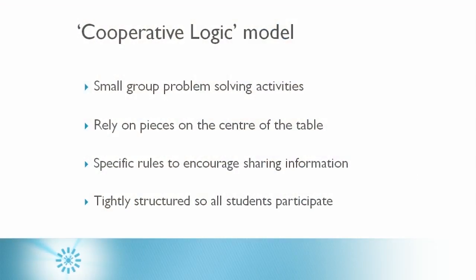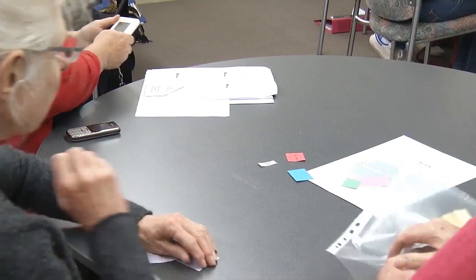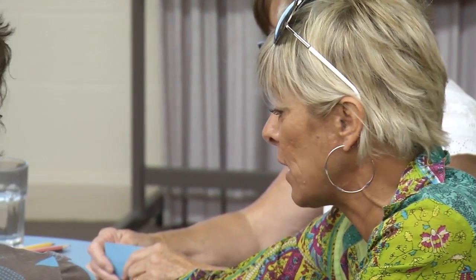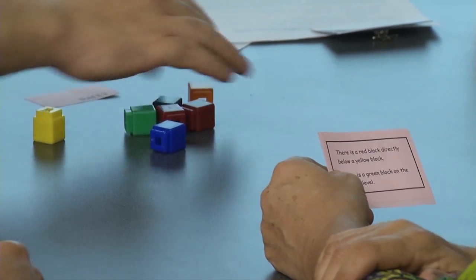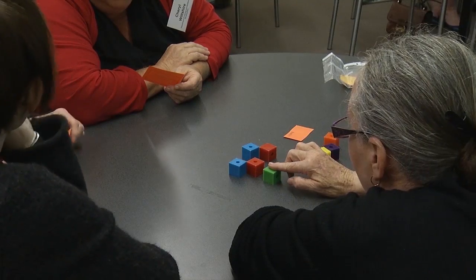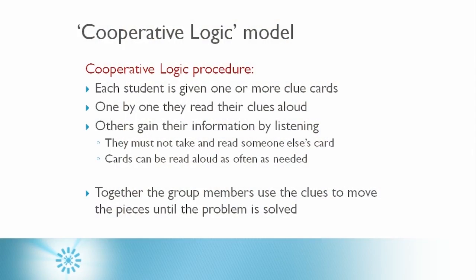We're going to start off looking at cooperative logic, which is the most formal of the structures and the most complex. It's a small group activity and it relies very much on the pieces in the centre of the table, but it's got really particular rules for sharing, and it's tightly structured in such a way that if you do it properly, everyone has to participate, which is why the rules are important.